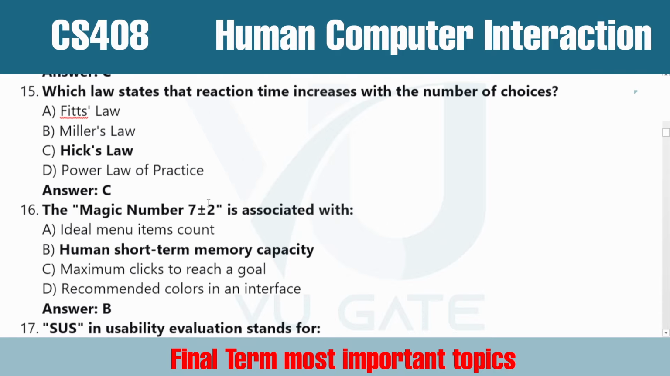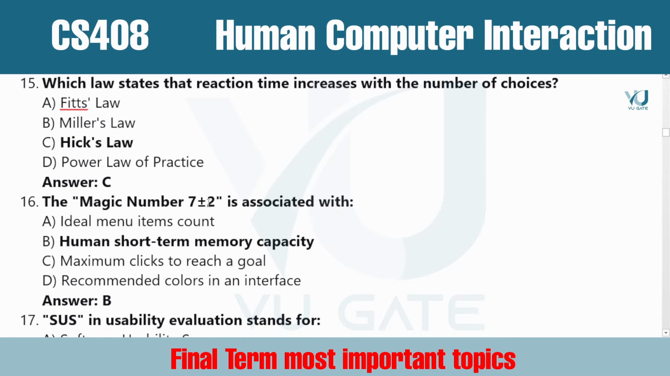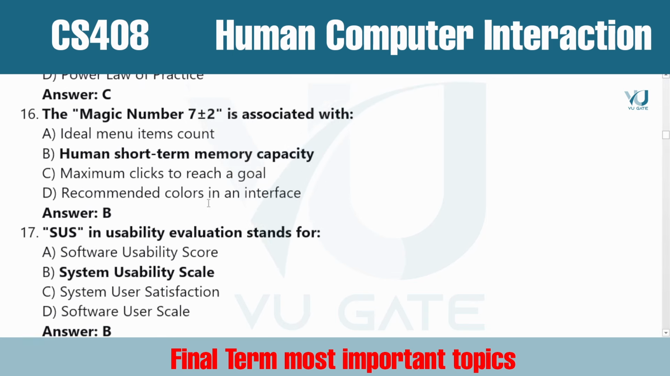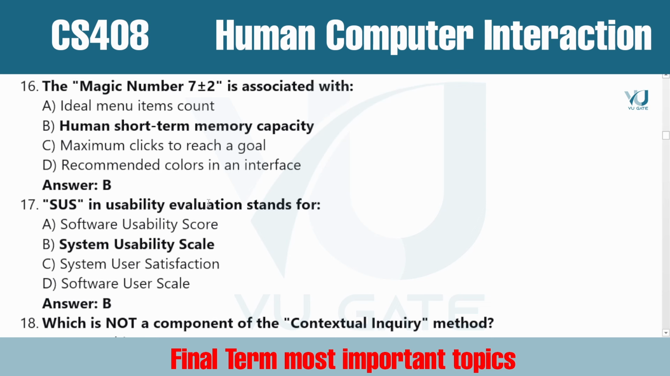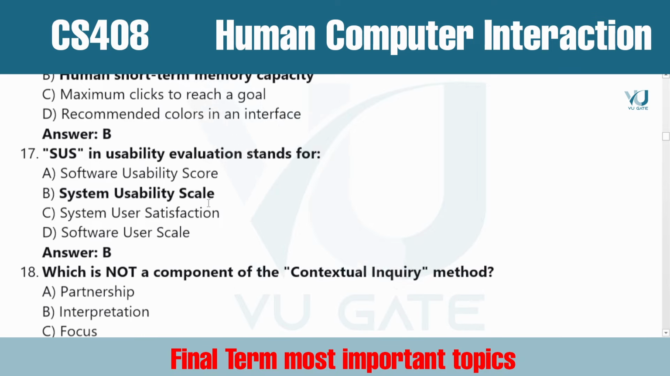Question 15. Which law states that reaction time increases with the number of choices? The correct answer is option C, Hick's law. Question 16. The magic number 7 plus or minus 2 is associated with. The correct answer is option B, human short-term memory capacity.